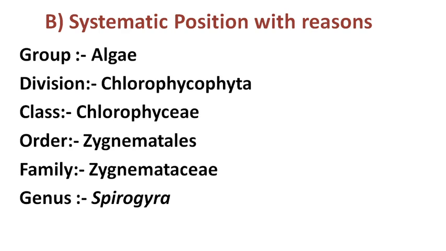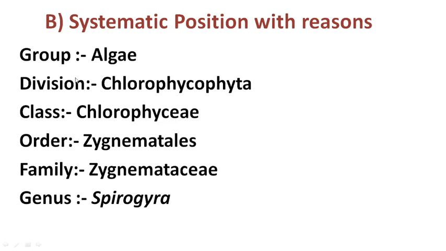Next I am focusing here on the systematic position with reason. Spirogyra belongs to the group Algae. Here are some reasons why it is algae: it is a chlorophyll bearing organism and hence photosynthetic. The plant body is thallus like, means not differentiated into stem, root and leaves. Sex organs are one celled and without a jacket layer.